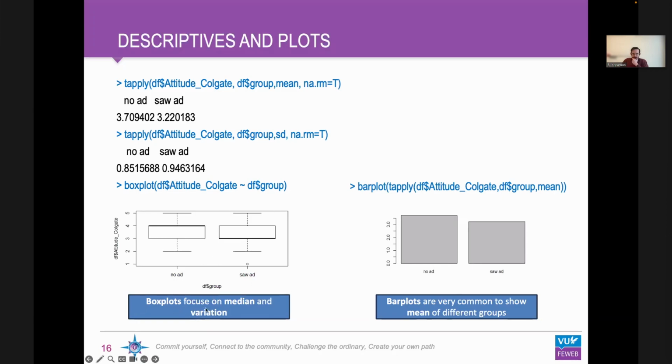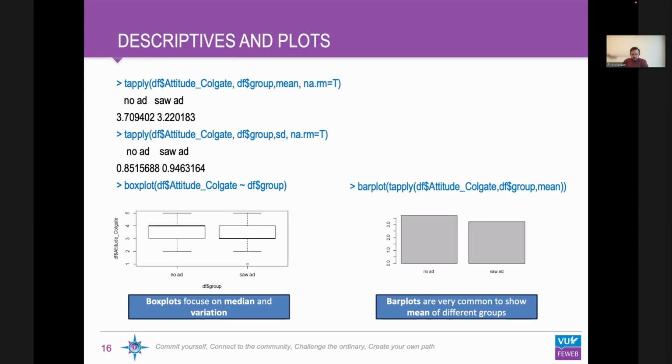So as I said, the box plots focus on the median and variation. You can also do a bar plot where you just report the means. So in this week, you will also have a plot. You can just use these codes to do the assignment.